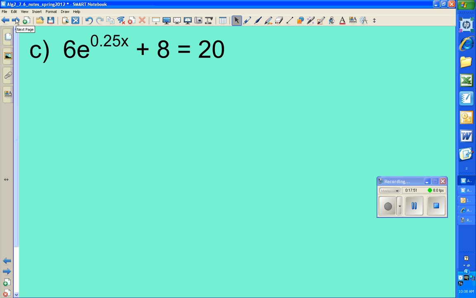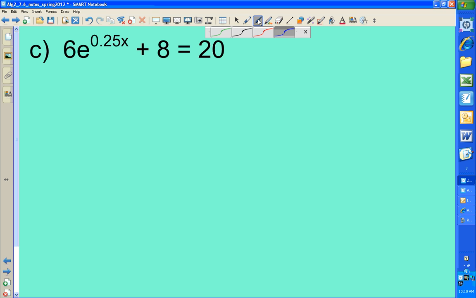Let's try one more just for fun. See if you can solve this one for F. Jennifer, what'd you do first? Oh, I subtracted 8. That's what I would have done too. So 6e to the 0.25x power is equal to 12. On the last quiz, big mistakes here. I'm subtracting 8. I had 4 or 5 people in each class put a 28 here. What the heck? Let's not forget the basics.